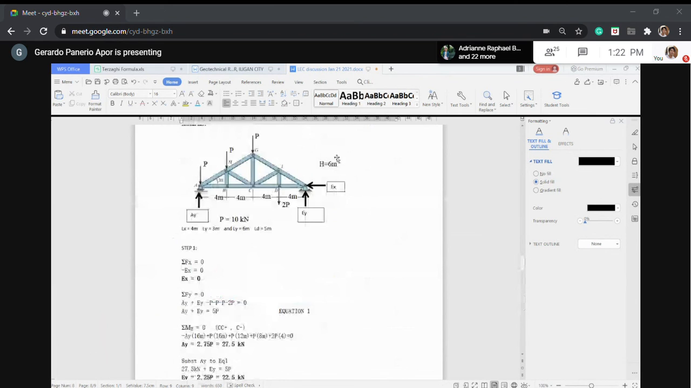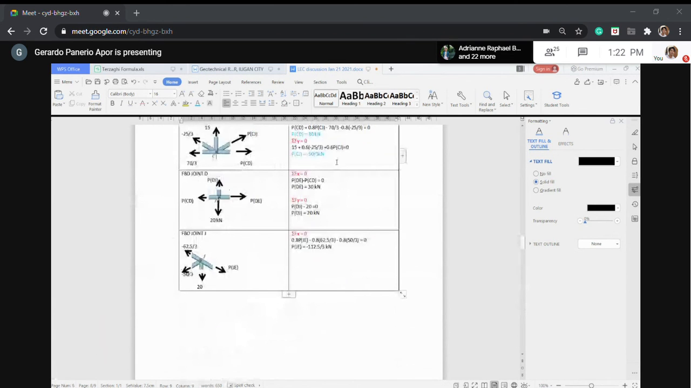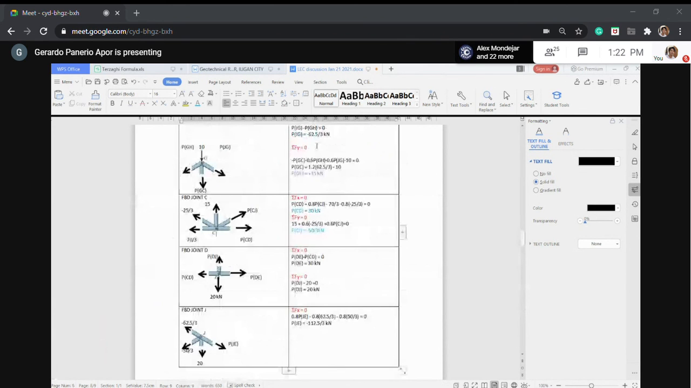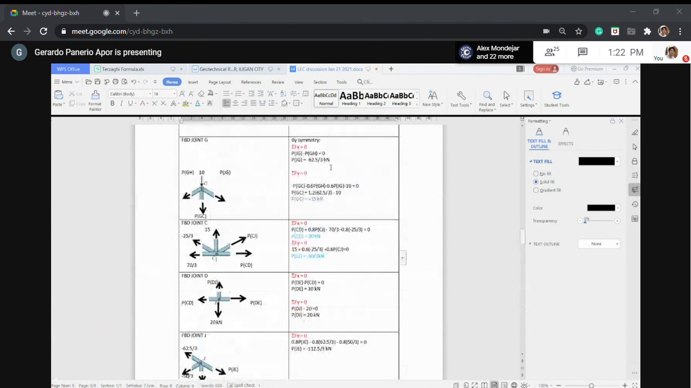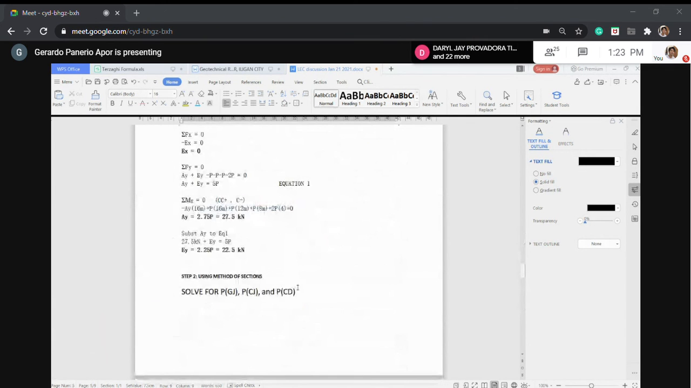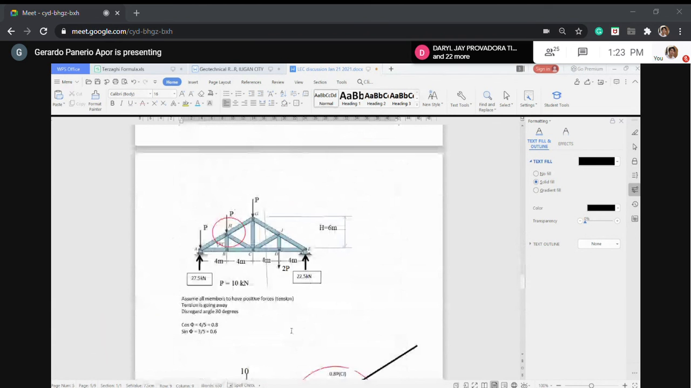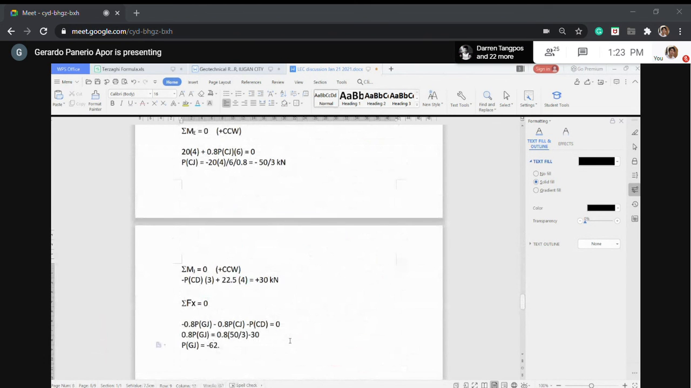Negative 20.833. So what is that? 62.5. 62.5 divided by 3. So you have negative 62.5 divided by 3. Okay, so that's it, kilonewton. So I got the same result as before.